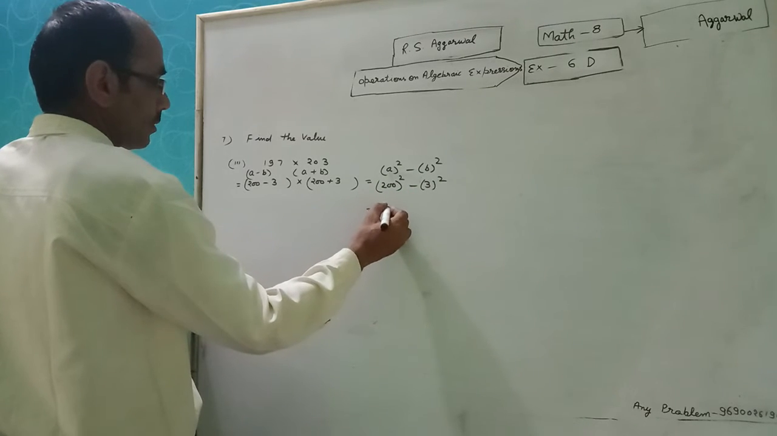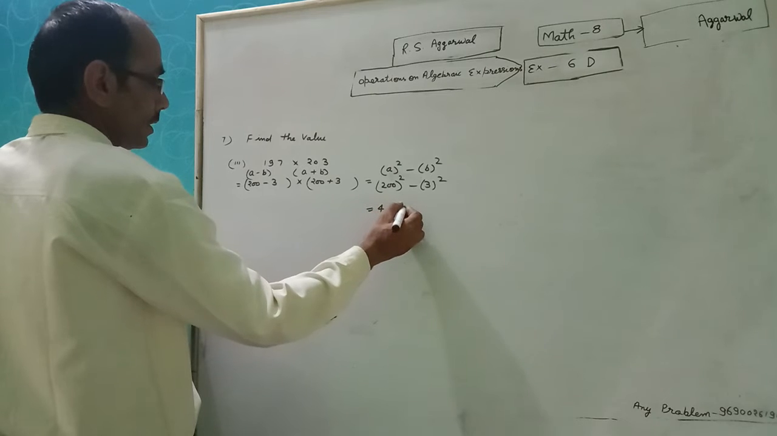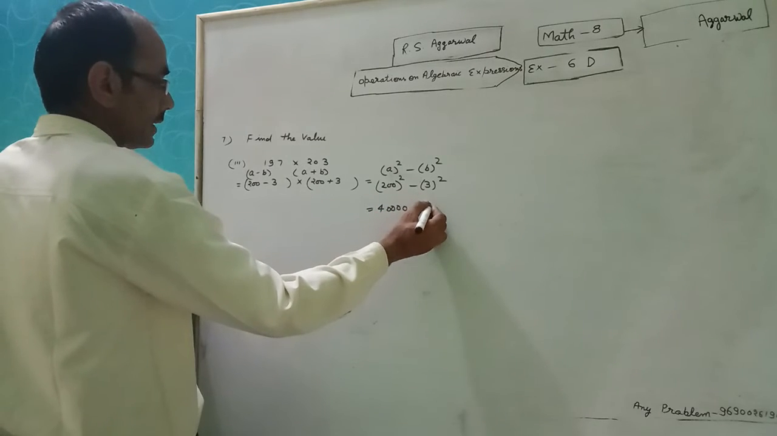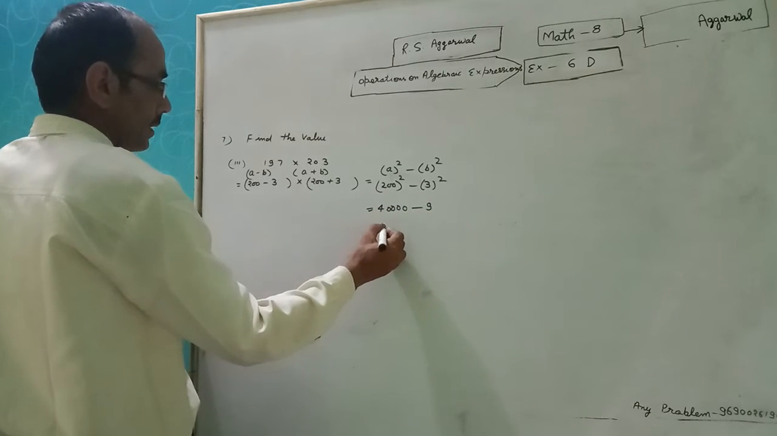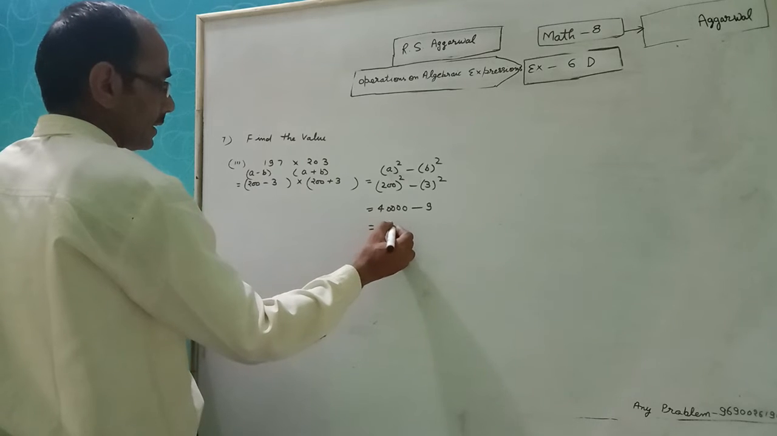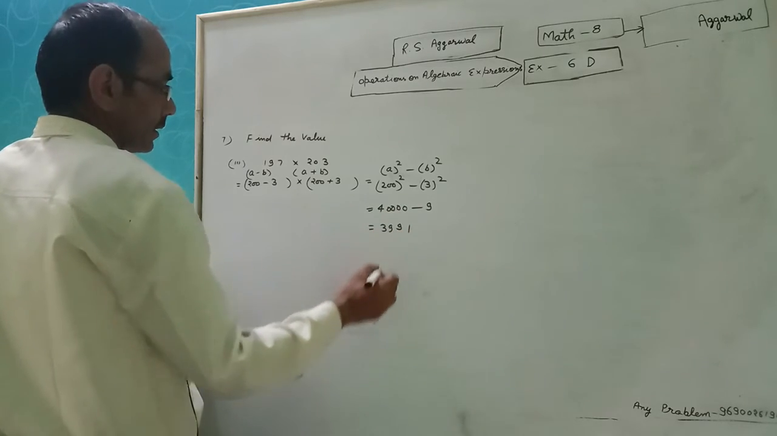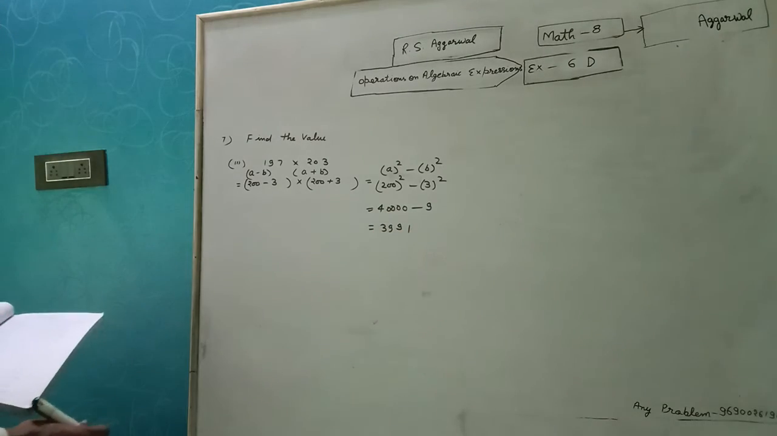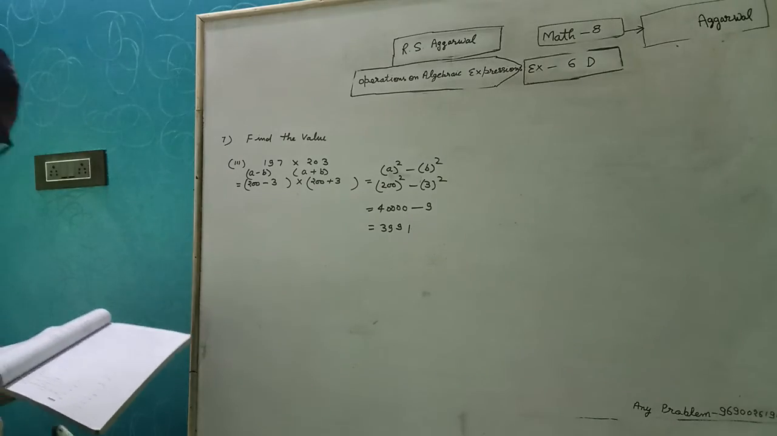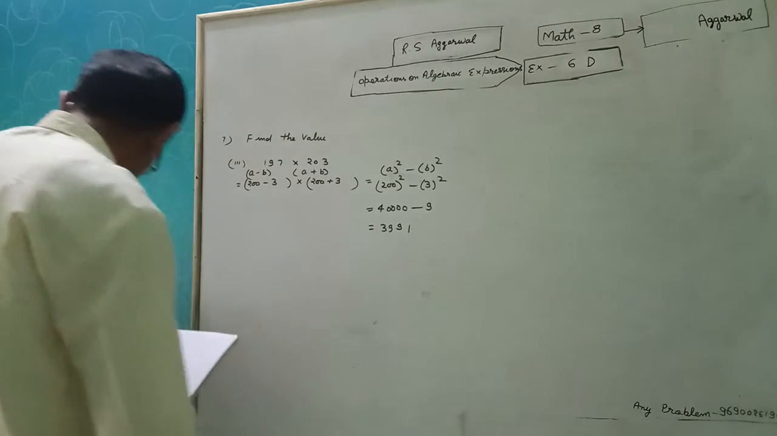After square, 2 square is 4 with 4 0, 3 square is 9. After minus, 39991. Third part is complete.